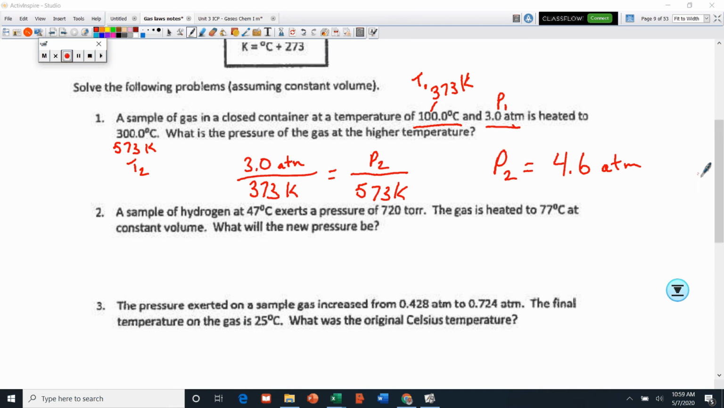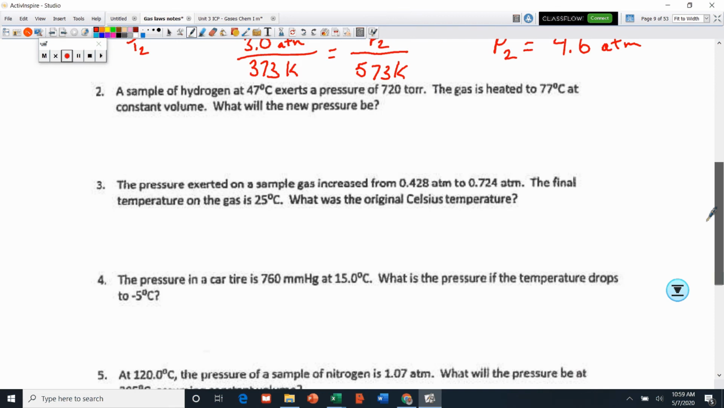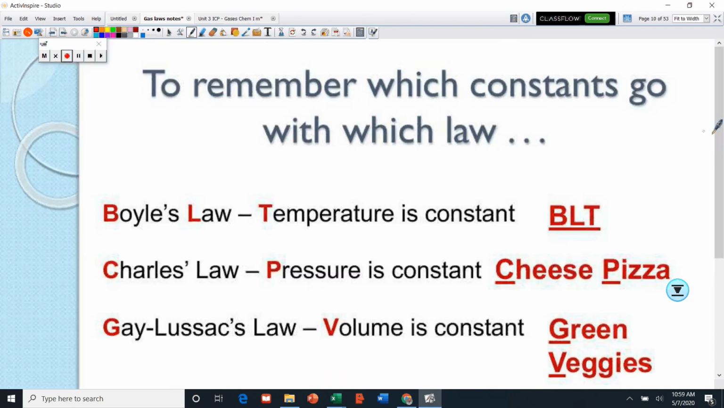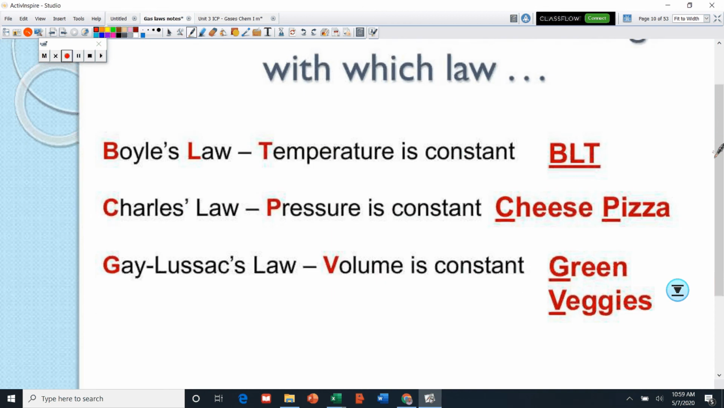Again, I'm going to let you look at some of the problems. If you choose to do them on your own for practice, you can. So pause the video, look at it, and then unpause it when you're ready to move on. All right, so we just went through Boyle's law, Charles's law, and Gay-Lussac's law.